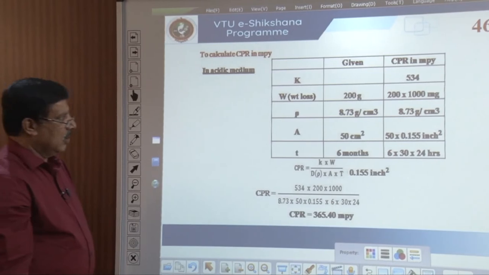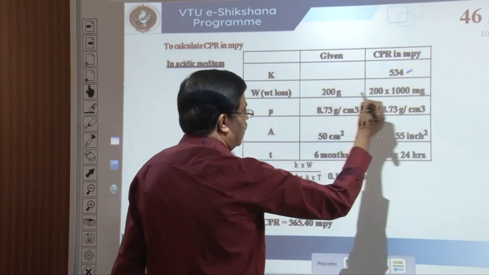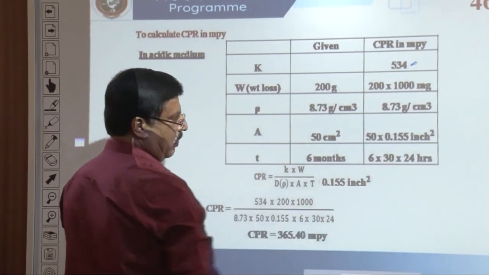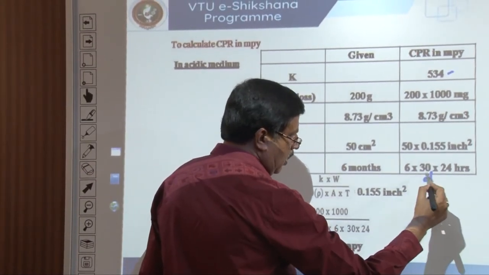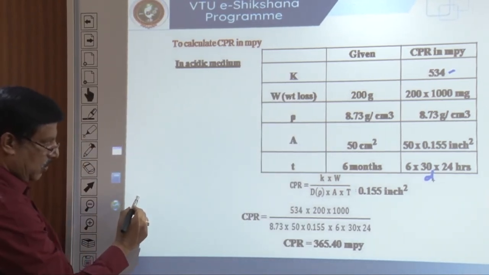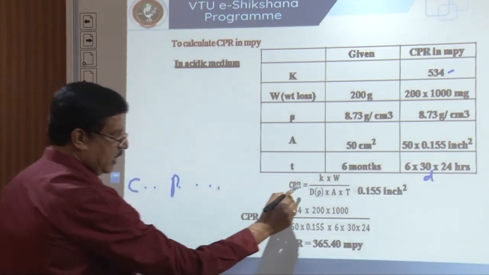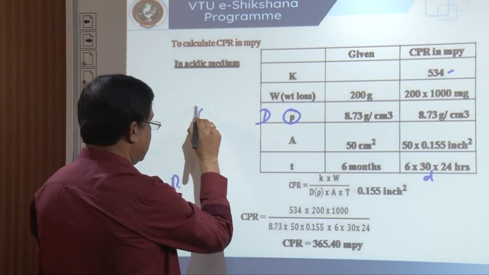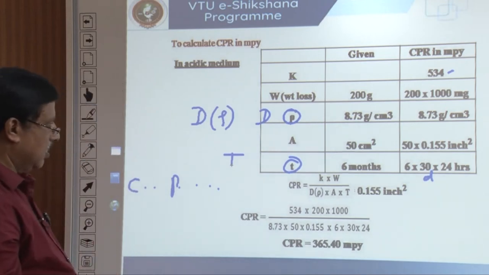So now you have to see mils per year. The value is 200 into 100. I told you, 200 gram, 8.73 grams per centimeter cube, 50 cm square is equal to 0.15155 inch square. 6 months, that is 6 into 30 days into 24 hours for a day. And corrosion penetration rate is equal to K into W divided by rho into A into T. I told you this in all the slides, and this is the one, T. Okay, it is capital T, not small t.